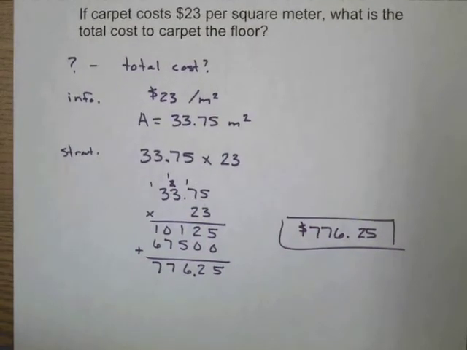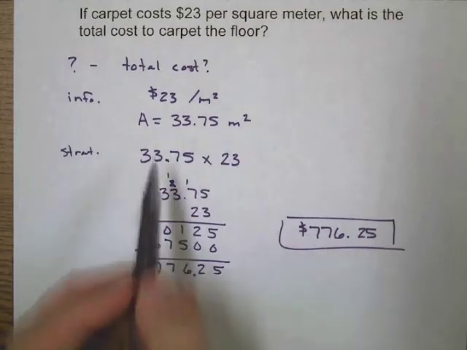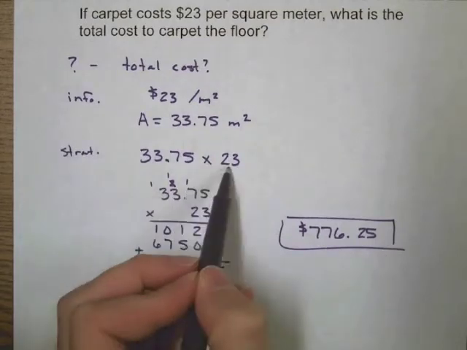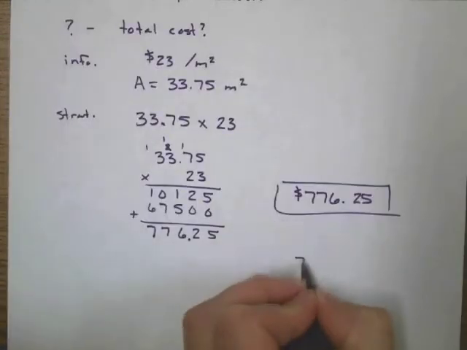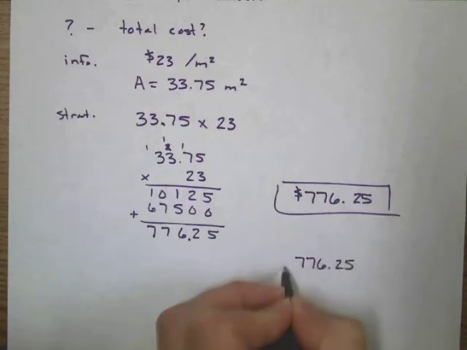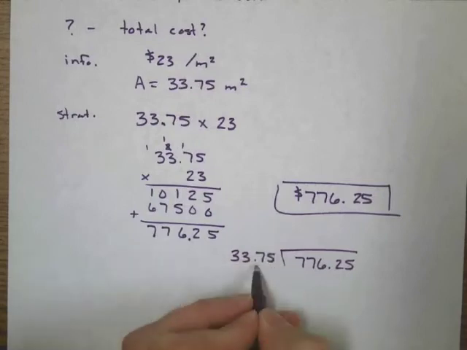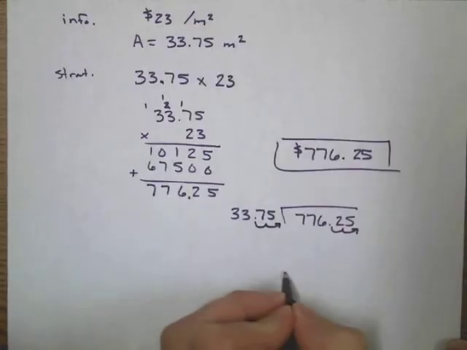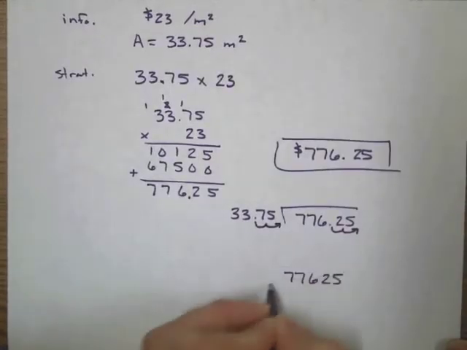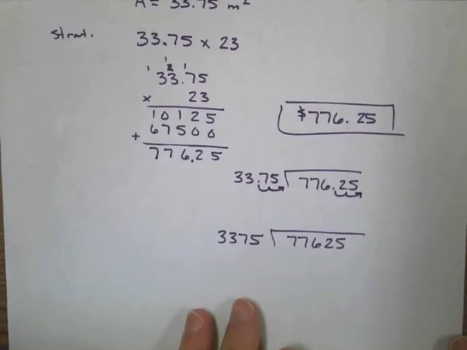Let me double check that though. I could take my $776.25 and if I divide it by the area, I should come up with the cost per square meter. So let's try that. 776 and 25/100 divided by 33 and 75/1000. Well, I'm going to move this decimal over 2 places here. Rewrite my problem. So now I have 77,625 being divided by 3,375.